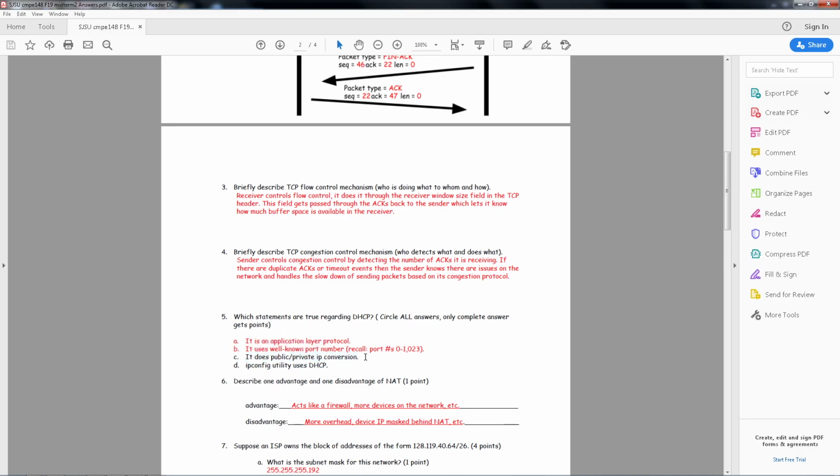It is potentially possible if you are a server administrator to set it up in such a way for something similar to be set up, but by default it does not do that. And then arguably the ipconfig utility does use DHCP, but in reality it does not explicitly use it.